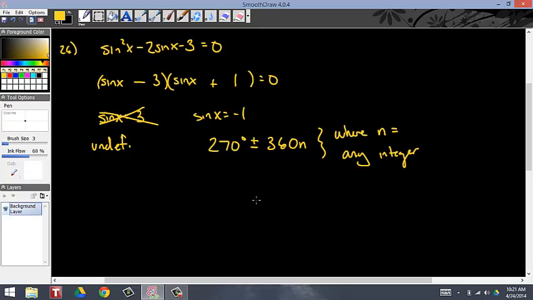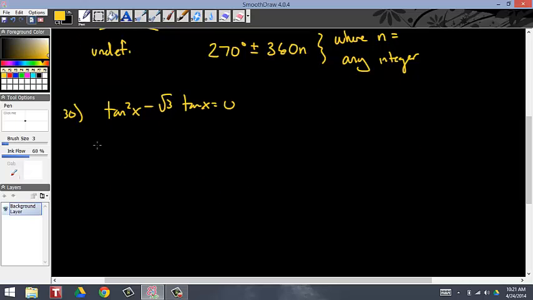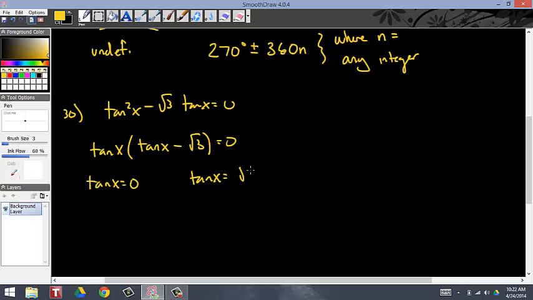Let's do, how about, we haven't done a tangent one. Let's do 30. Tan squared x minus rad 3 tan x equals 0. Okay, I am going to factor out a tan x. That leaves me with tan x minus rad 3 on the inside. So now I get tan x equals 0, tan x equals rad 3. Now, for speed purposes, this is pi over 3, which is 60 degrees. Plus or minus. This is 0, plus or minus.